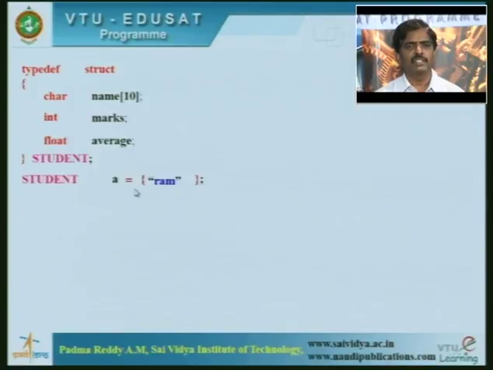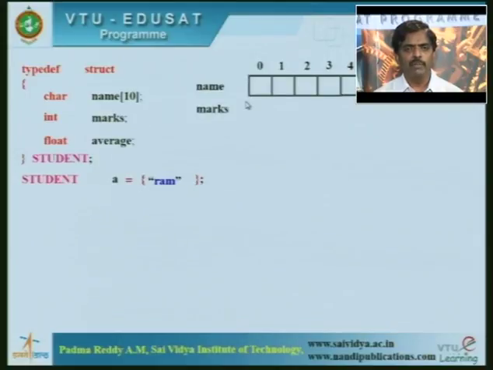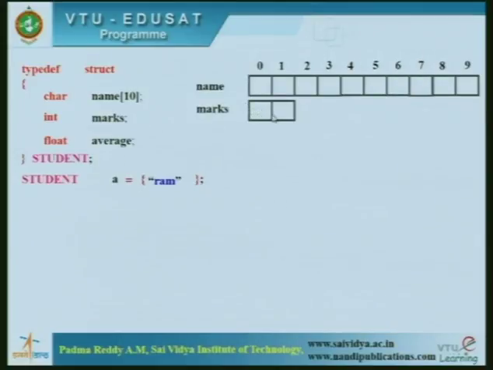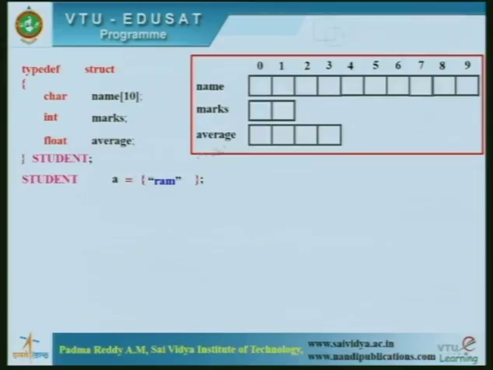Okay, now let me concentrate on another example. Suppose I write something like this. Now, let us see what will happen here. How many fields are there within the structure? 3 fields are there within the structure, but here I have initialized only one value, that is the first value. Now, let us see what will happen. As usual, memory will be allocated for the name, and then for marks how many bytes? 2 bytes. Then for average, how many bytes? 4 bytes. The entire block is identified by the name A here.